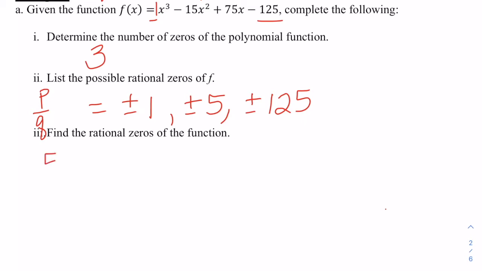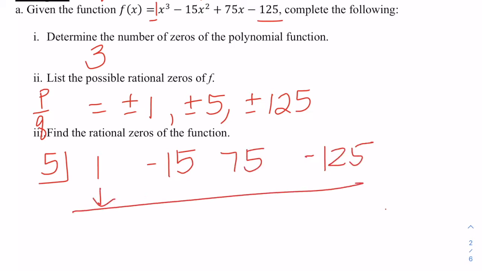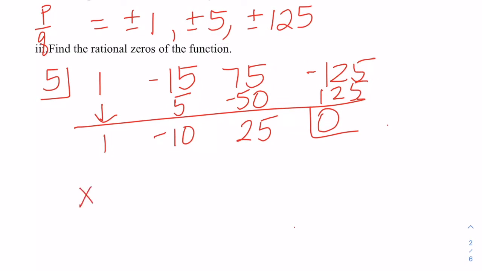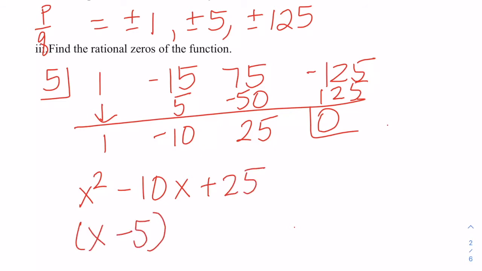Let's try 5. So the coefficients 1, negative 15, 75, negative 125. All right, so bring that 1 down. We got a 5, negative 10 times 5 is negative 50. Add going down, and boom, there's a factor. Okay, so there's no remainder, so we know it's a factor. What you can do from here, you can write this as a quadratic, and we can factor it because it is a perfect square trinomial. So if we wanted to factor that, well, we know that that's going to be x minus 5 squared.